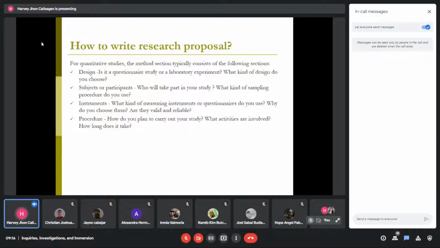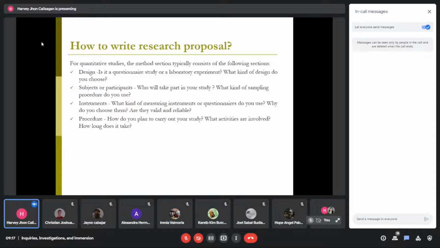For the studies, the method section typically consists of the following sections. Bear in mind, class, that there are different formats when it comes to creating your methods. It depends on which study you are about to conduct. Is it a qualitative study or quantitative? Is it experimental, etc.? Despite those differences, most sections in a method are consistent when it comes to their parts.